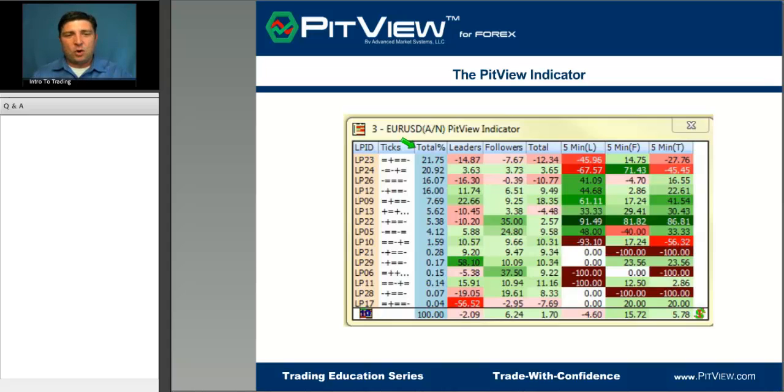And then we have the total percentage, which is telling you who the most active liquidity providers have been for the individual session in which you're looking at.